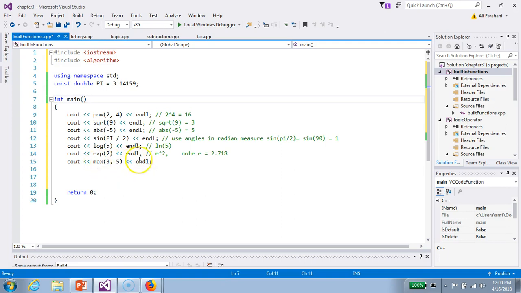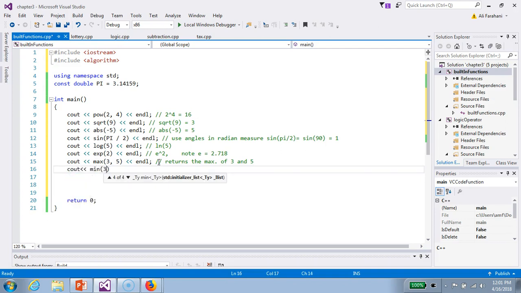This function returns the max of 3 and 5. Similarly, you have the same function for minimum. You can actually write out cout min of 3, 5, and it returns the smallest. The function returns the smallest of the 2 numbers. That takes care of that.